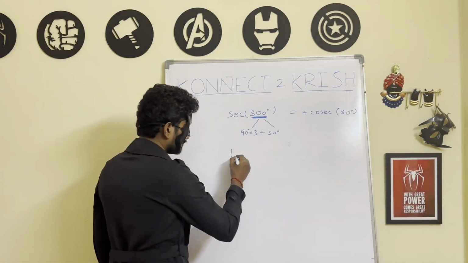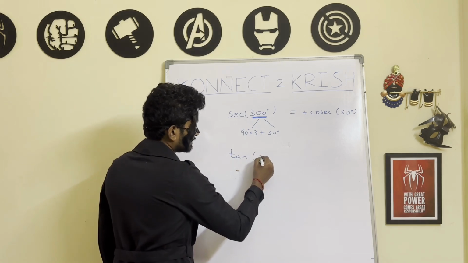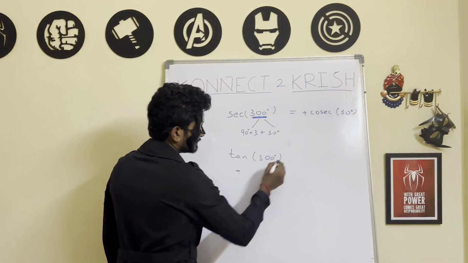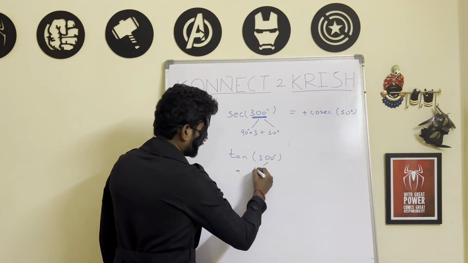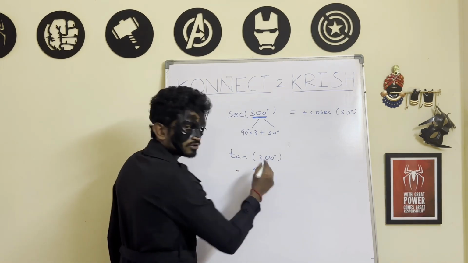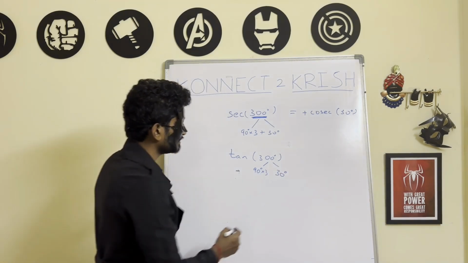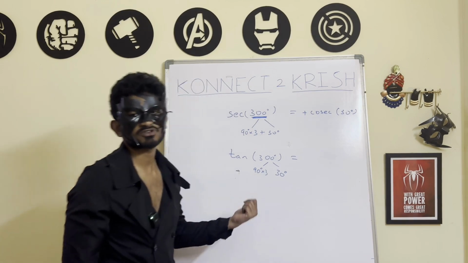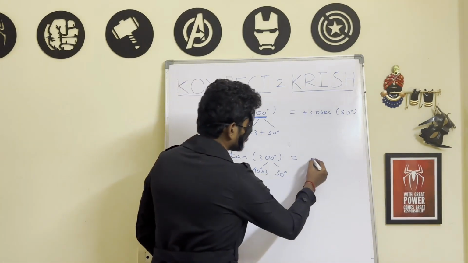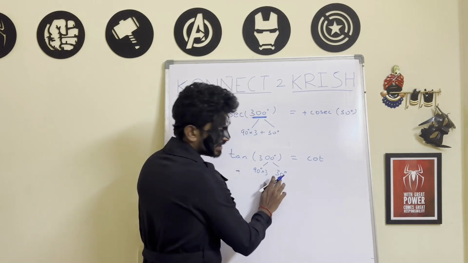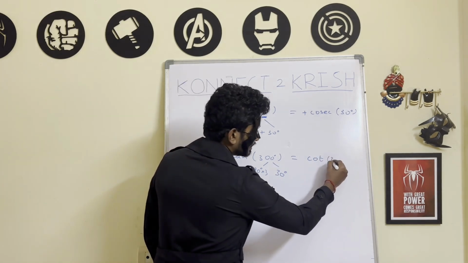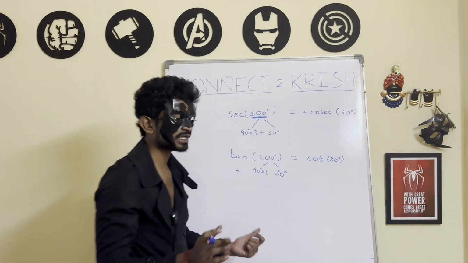Another example, let me give you. For example, tan 300. Tan 300, how will you write it? 90 degrees into 3, which is nothing but 270 plus 30, right? So tan, what's the transpose of tan? Nothing but cot. So you will write cot here, and you will write this angle there, cot 30 degrees. Till here, I think you might not have any doubts.